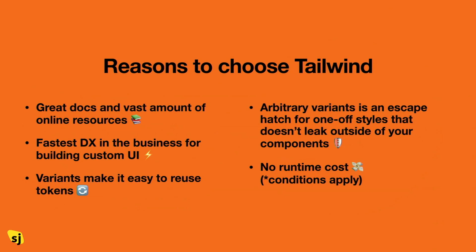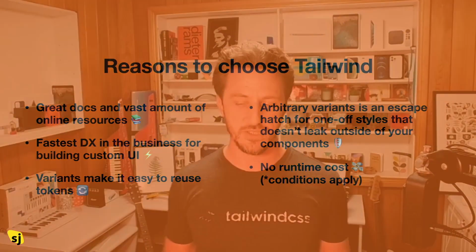Arbitrary variants are so powerful, and I think it's a really great escape hatch for when you really need to do that nasty hack somewhere, and it doesn't leak out, right? It's not in a global CSS file that everything else is using now. It's contained to just that component where it's used, and it's really easy to come back and find later if you want to fix it. And then also, there's no runtime cost unless you're using Tailwind Merge, in which case there is a little bit of a runtime cost, but I think it's kind of worth it.